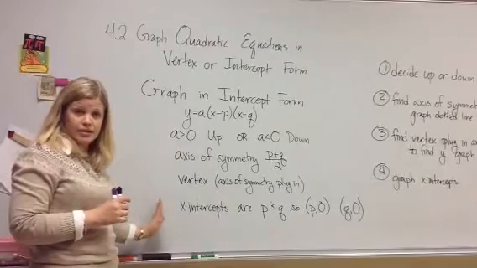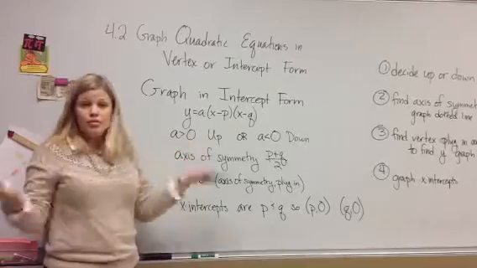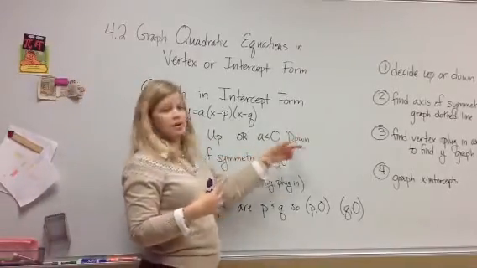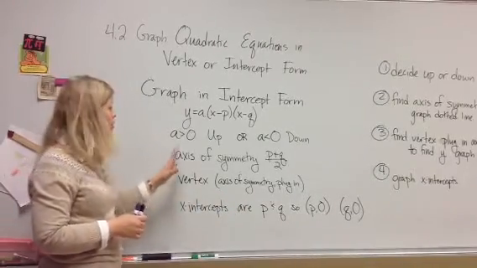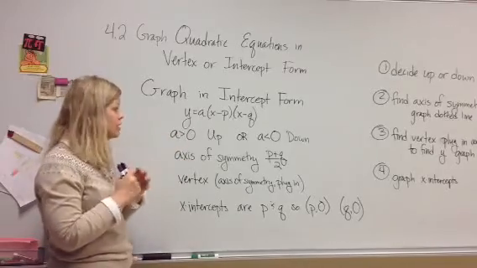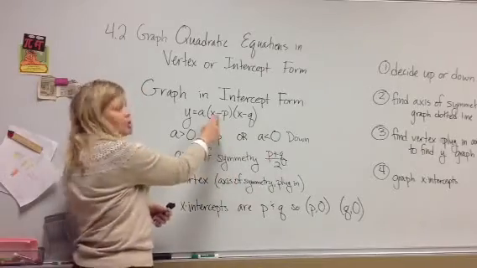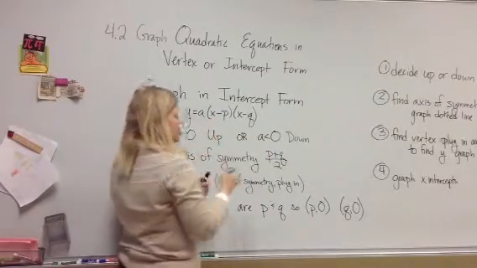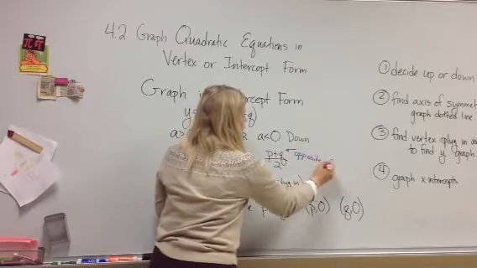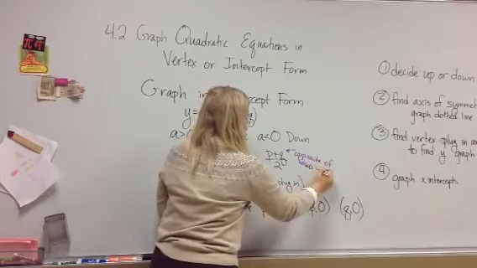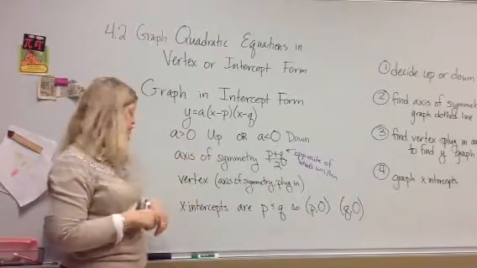I want to point out some things. This might go on your study card because it's a good hint: if A is greater than 0, we're still opening up. If A is less than 0, we're opening down. That's no different. Now, to find the axis of symmetry, we don't do negative b over 2a, but we add up our p and our q and divide by 2. Notice this has a negative in it, so once again, P and Q are both going to be the opposite of what's written down. So we get P plus Q divided by 2. That's your axis of symmetry.